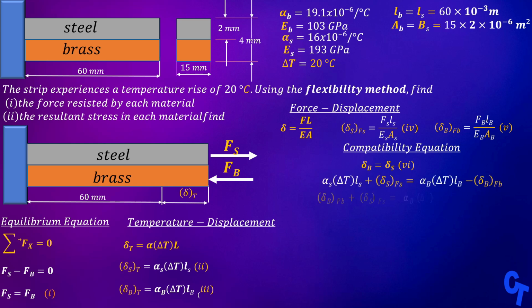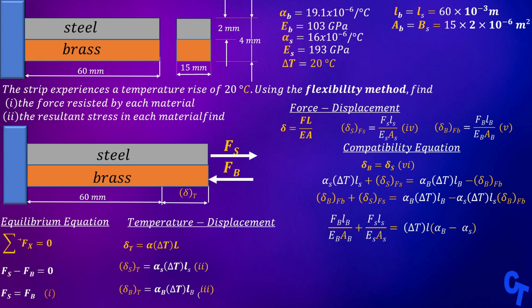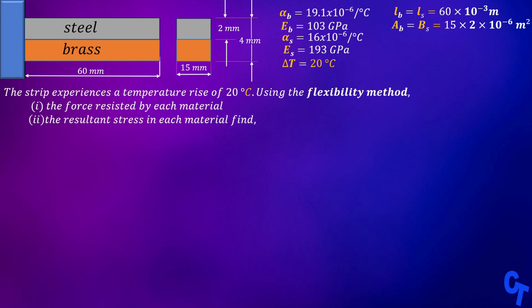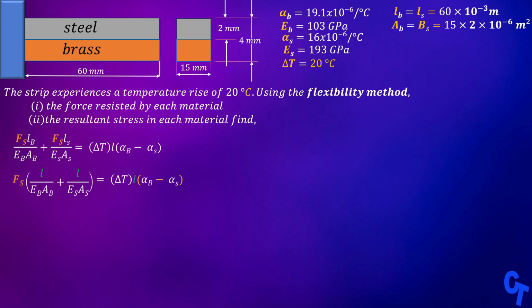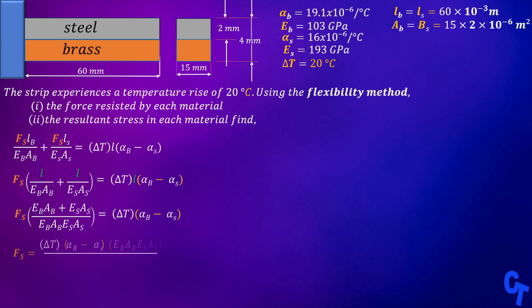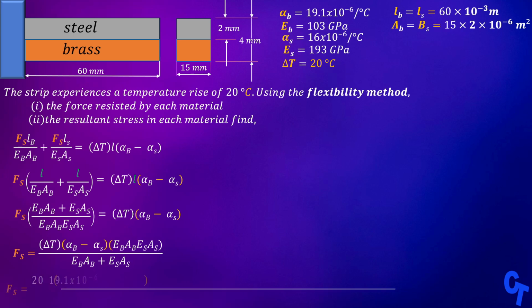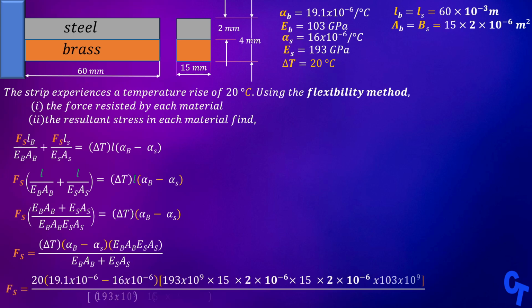Now let's move like terms to one side. We can substitute change in length due to reaction forces with equations 4 and 5, and on the right-hand side, we can factor out change in temperature and length. Since Fs and Fb are the same, you can choose what you want, but I will use Fs. We said the length is the same for brass and steel, which means we can divide both sides by L. Now let's make the left-hand side a single fraction to simplify our work. Now we can multiply both sides by the denominator and divide by the numerator, and be left with Fs on the left-hand side. Now let's substitute everything we have into our formula.